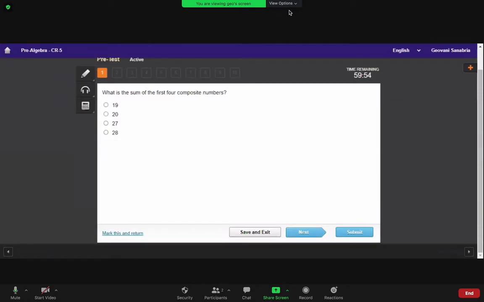Okay, so this one's different then, right? Yeah, composite numbers. All that means are numbers that aren't prime. So let me go back. Question 20: what is the sum of the first 4 composite numbers?